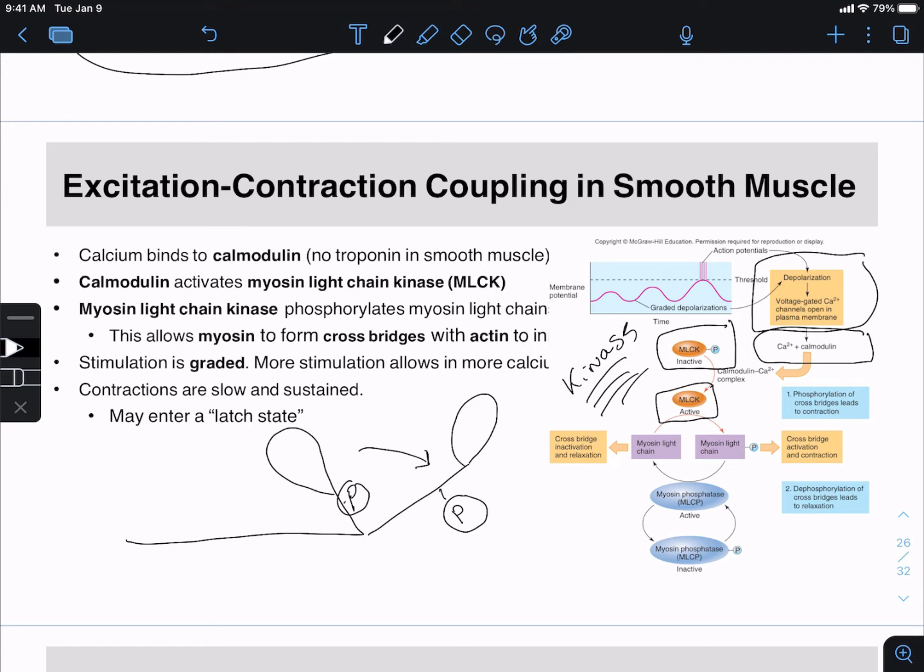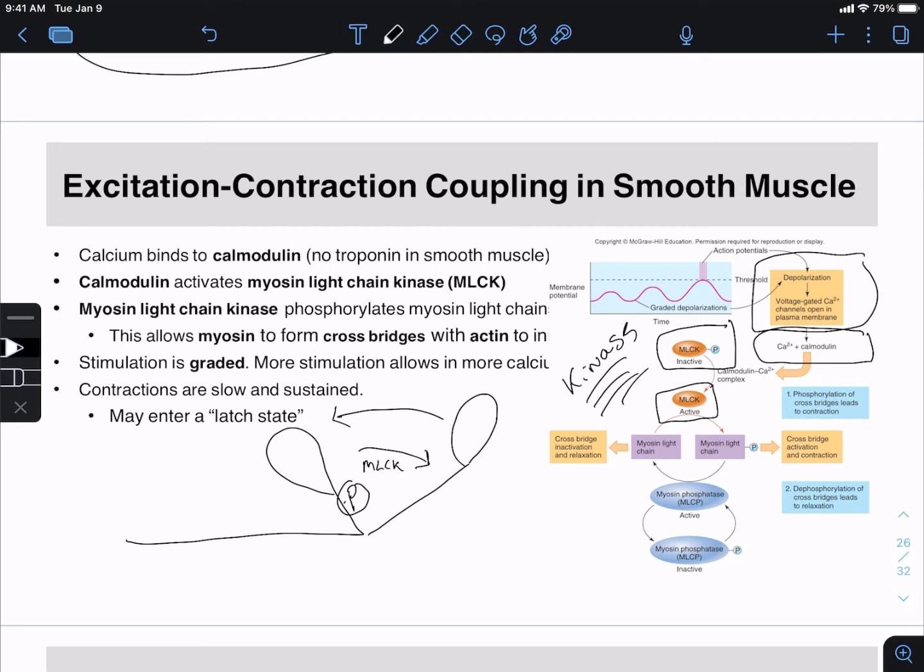We'll just erase it. The phosphate is removed by a protein called myosin phosphatase. And when the phosphate is removed, it goes back into its forward position and it drags the actin with it. And then we attach another phosphate to it, and we go back into the cocked position.